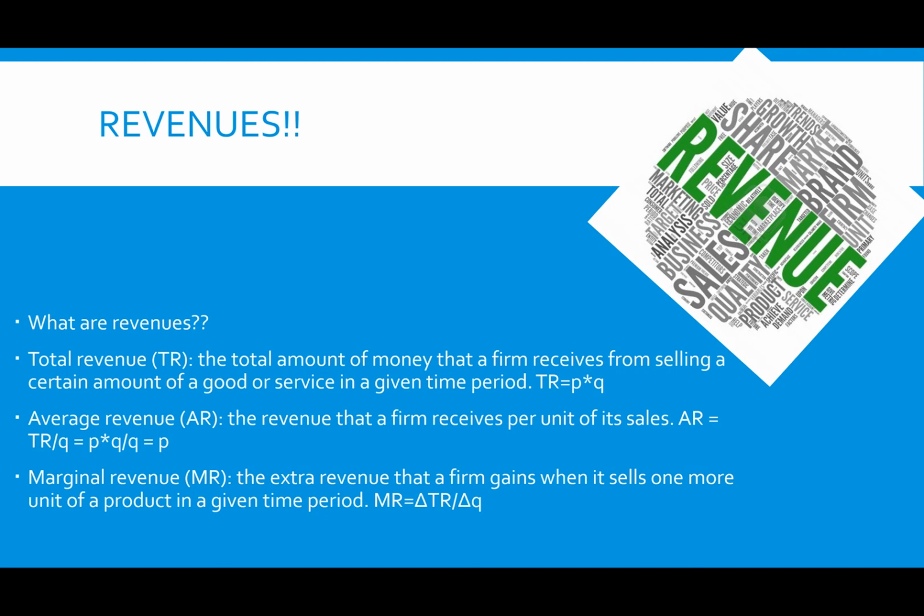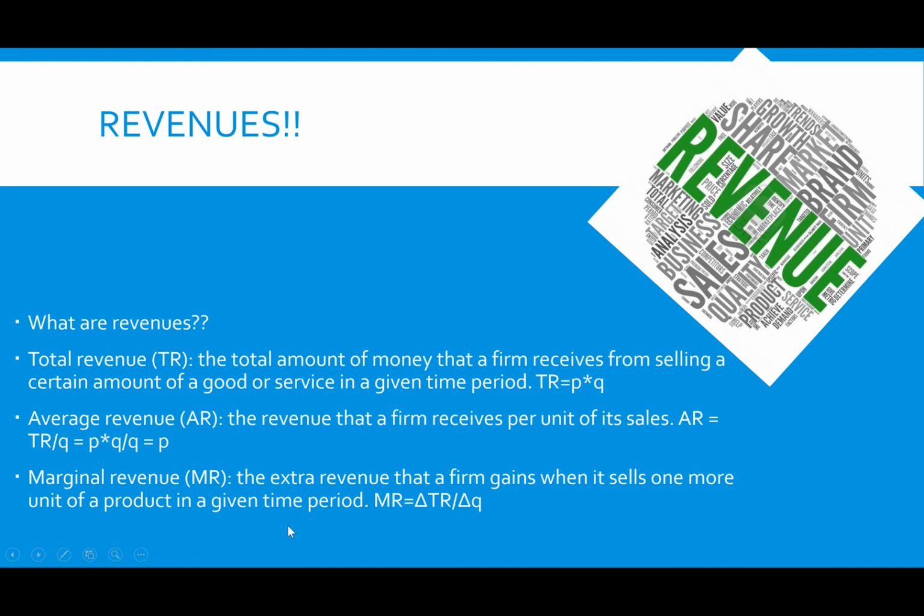One thing to remember. The third one, marginal revenue, MR, is the extra revenue that a firm gains when it sells one more unit of a product. One more unit is the important term here, one more unit of a product in a given time period. MR can be calculated by dividing the change in total revenue by the change in quantity.